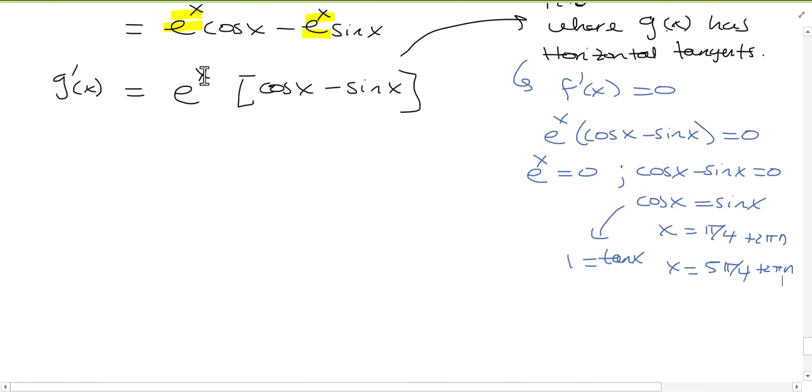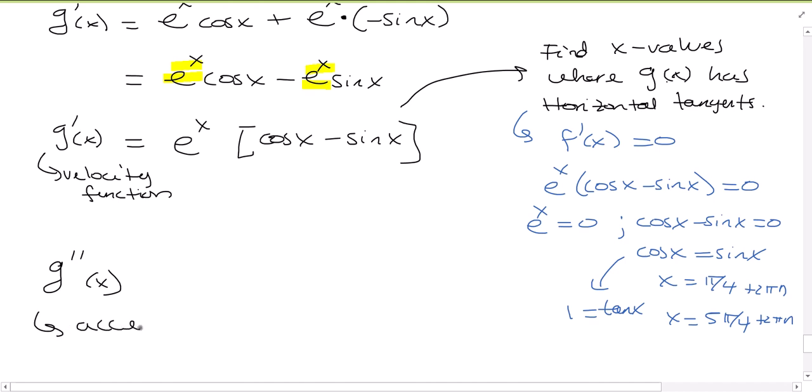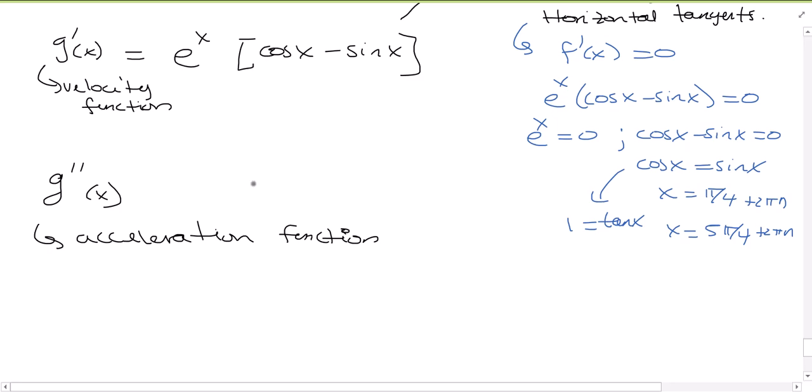So we found g prime. Now to find g double prime, so the second derivative, so the first derivative gives the rate of change of the function, right? First derivative is the velocity function, so the average rate of change. The second derivative gives us the acceleration. So second derivative is the acceleration function. Third derivative gives the jerk of the function. And so let's do second derivative here.